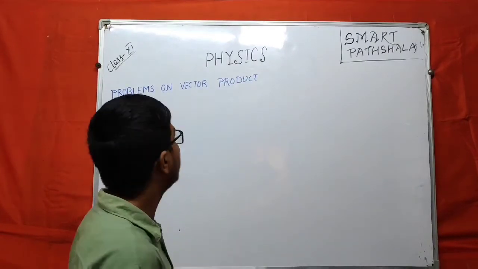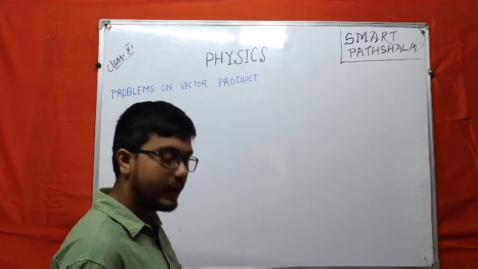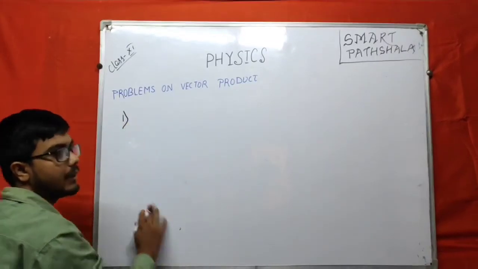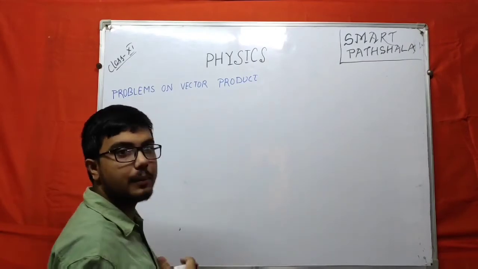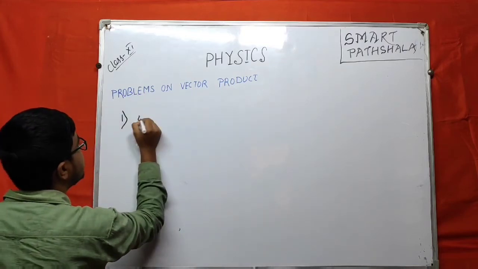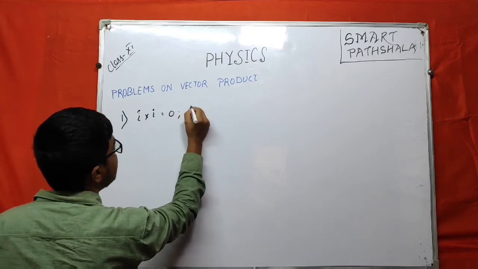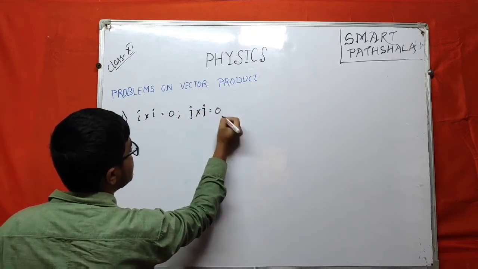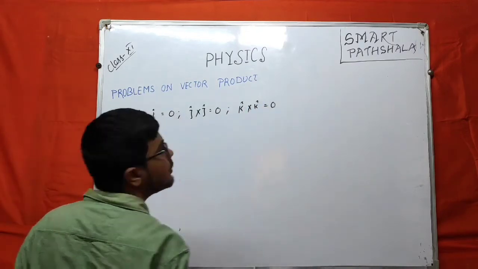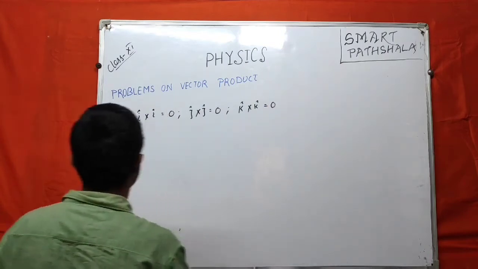Now, in this video, we will discuss some problems on vector product. At first, we will do some basic rules of vector product that we have discussed in our previous lectures. I cross I equal to 0. Similarly, J cross J equal to 0. Similarly, K cross K equal to 0. That is, the cross product between two same unit vectors is equal to 0.